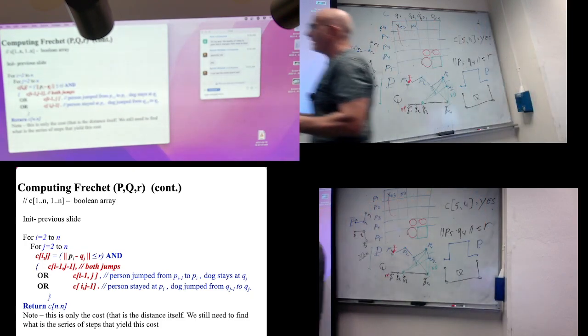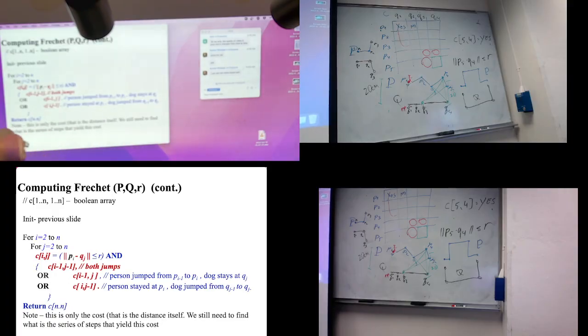So I'm checking the value of Ci minus 1, j minus 1, which means they both jump in the same step. If Ci minus 1, j minus 1 is yes, it means you can have them walk all the way to Pi minus 1, Qj minus 1, and then both jump at the last step.